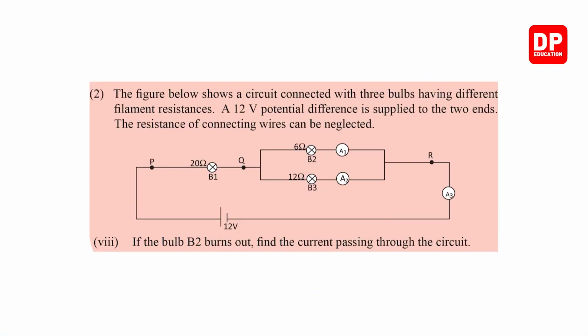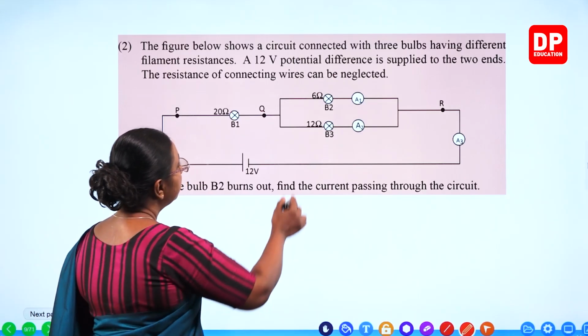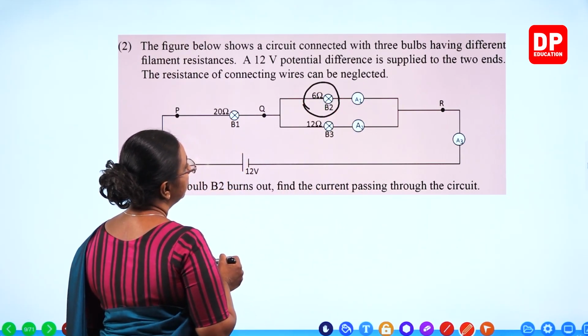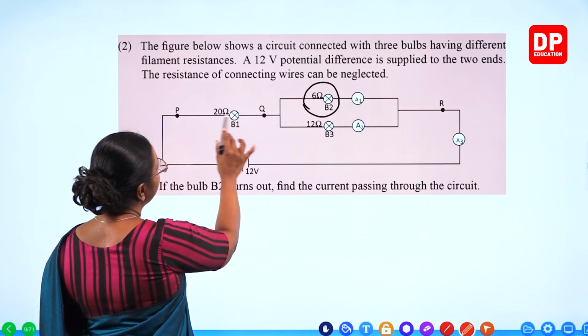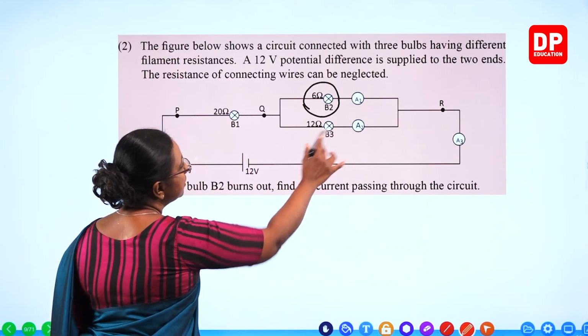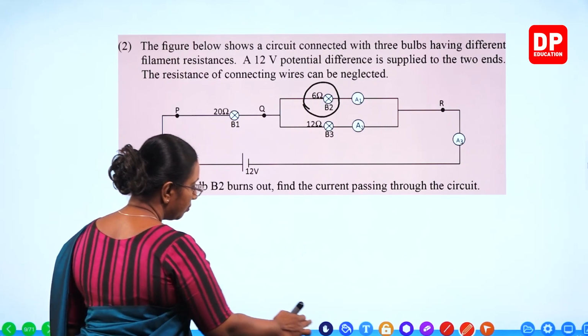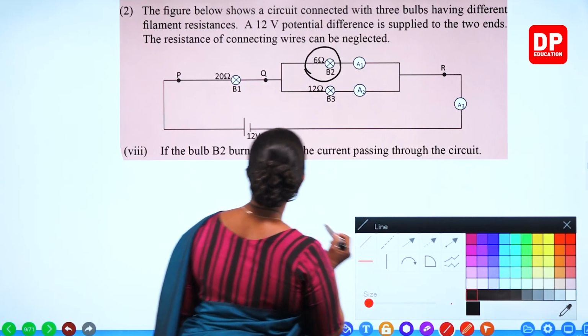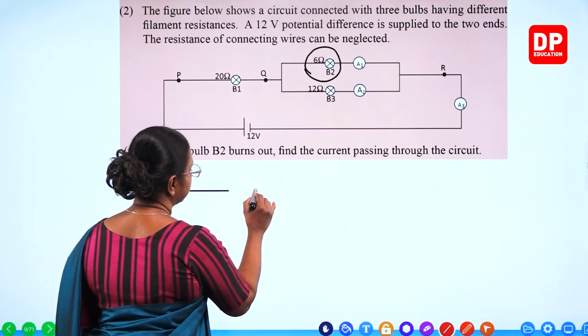This is the last part of the question. So again, the introduction and the diagram is given to you. And the last part: if the bulb B2 burns out, find the current passing through the circuit. Now, if this bulb B2 burns out, then what happens? You have a 20 ohm bulb there and a 12 ohm bulb there. So, what will happen to the circuit? Then the circuit will become something like this.